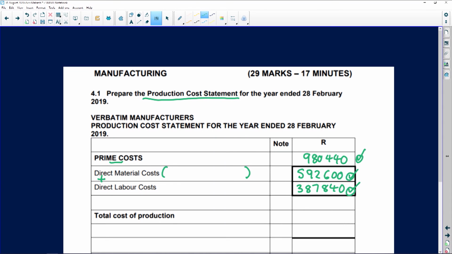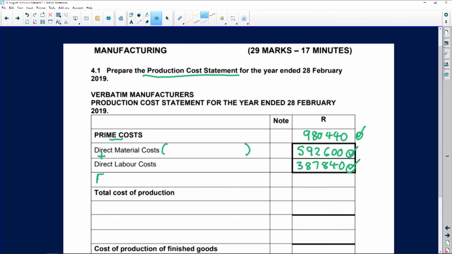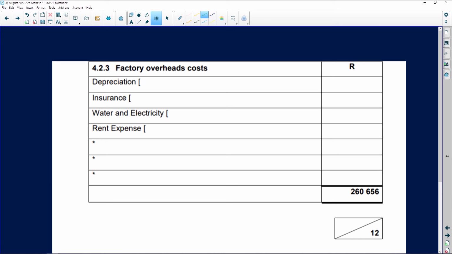Right, let's now move on. So the next part of my production cost statement will be my other indirect expenses relating to the factory, which we call factory overheads. Okay, so factory overheads, they also want me to complete the note. So let's do that. Let's complete the note. And there we go. There's our note, factory overhead cost.